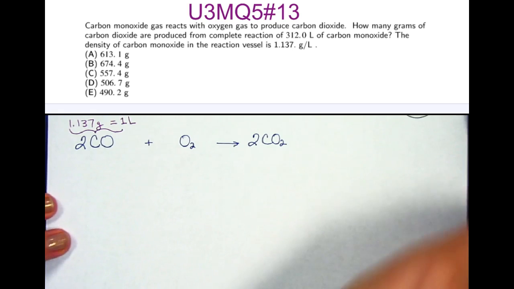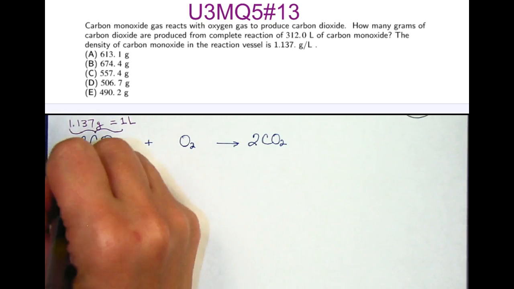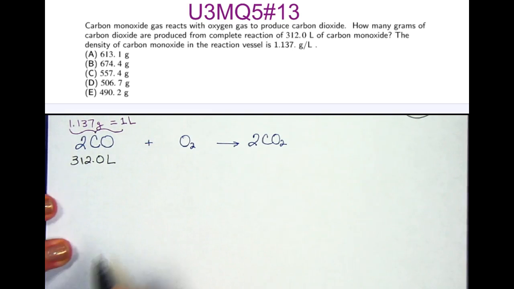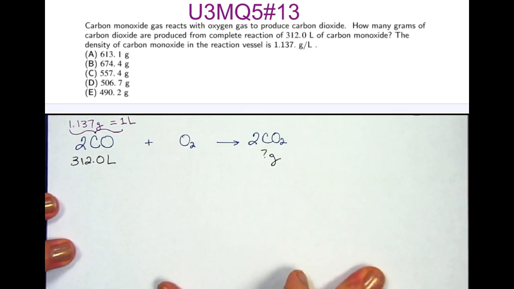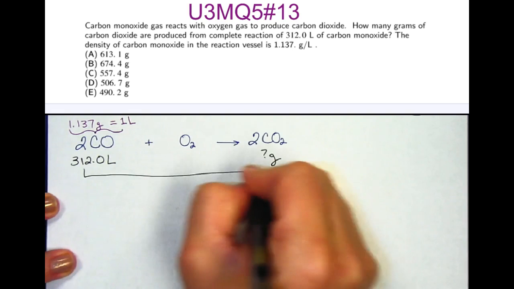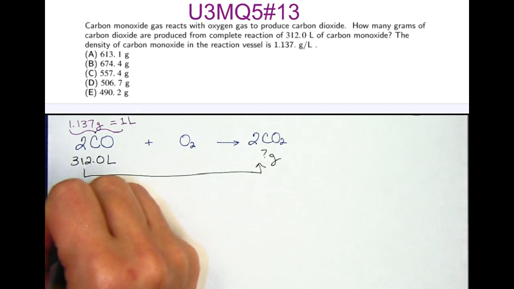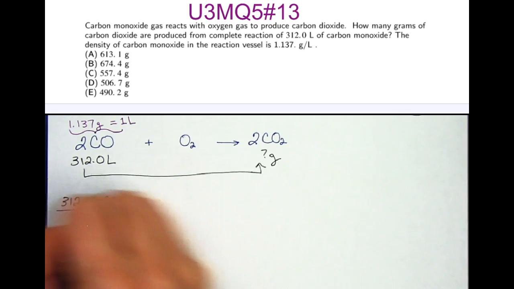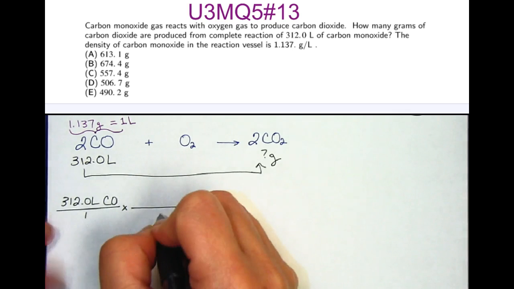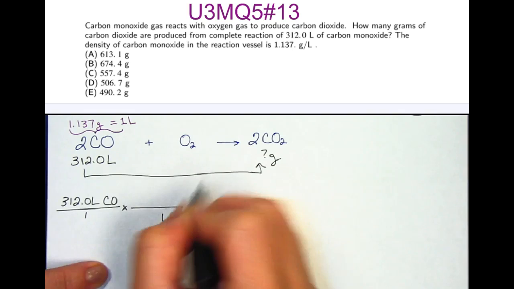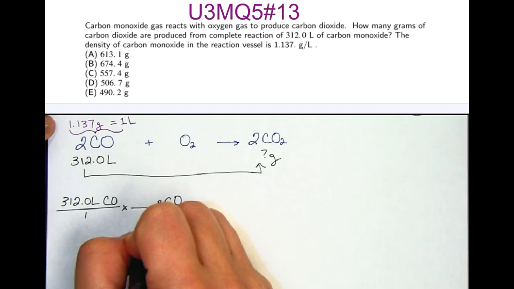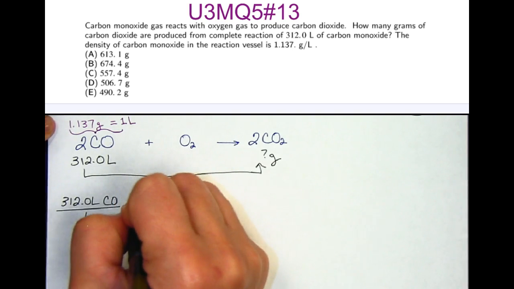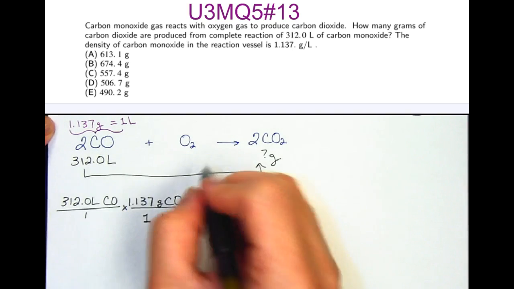We are told that there are 312.0 liters of carbon monoxide, and we are asked to solve for the amount of grams of carbon dioxide produced in the reaction. And so we will stoich from here to here. We'll take 312.0 liters of carbon monoxide, put it over 1. For every, we'll bring down liters of carbon monoxide, and we can go to grams using the density. For every 1 liter of carbon monoxide, there are 1.137 grams of carbon monoxide.